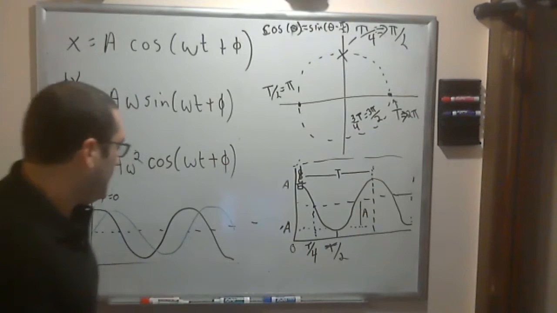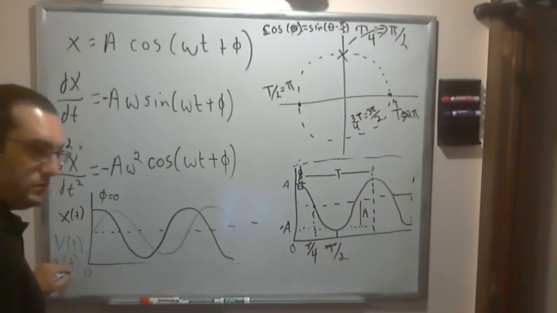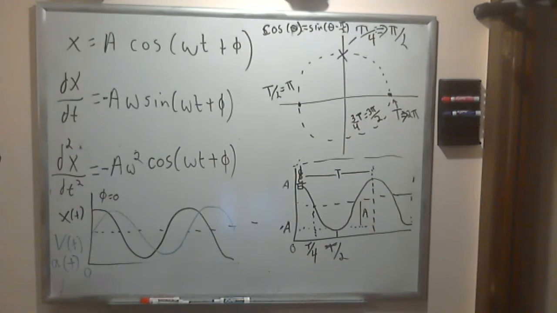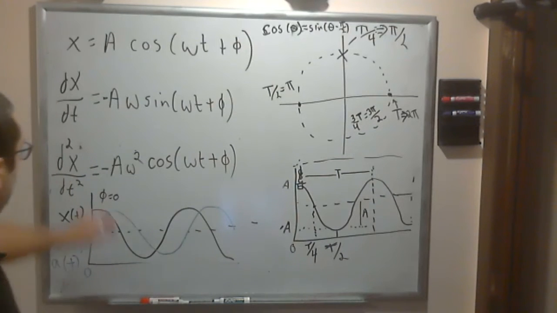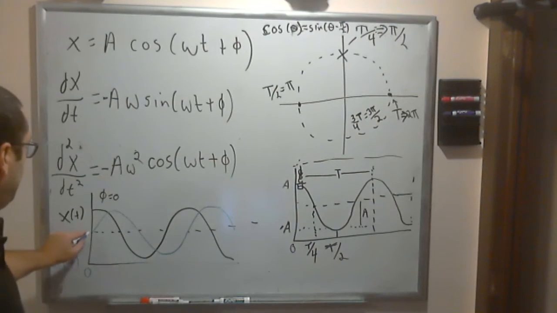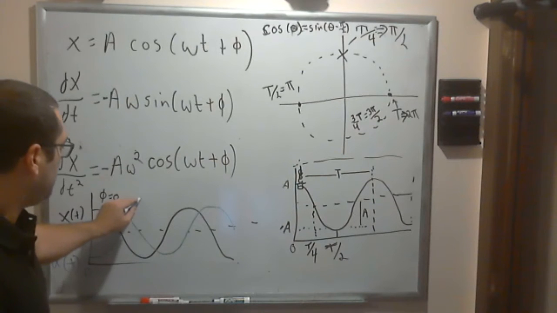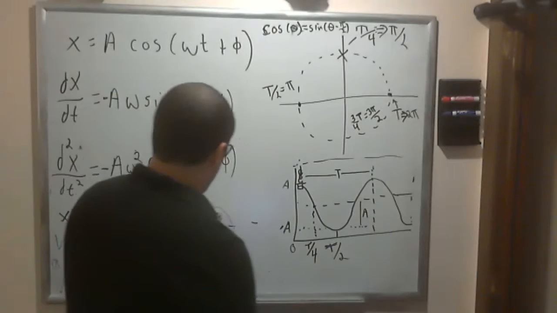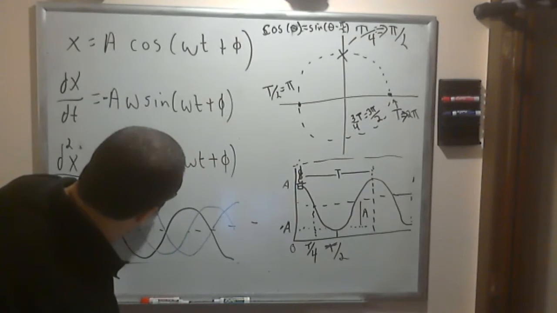Now, if we look at the acceleration, well, that's just the negative cosine function. So here we start at the max, and it'll look something like this.